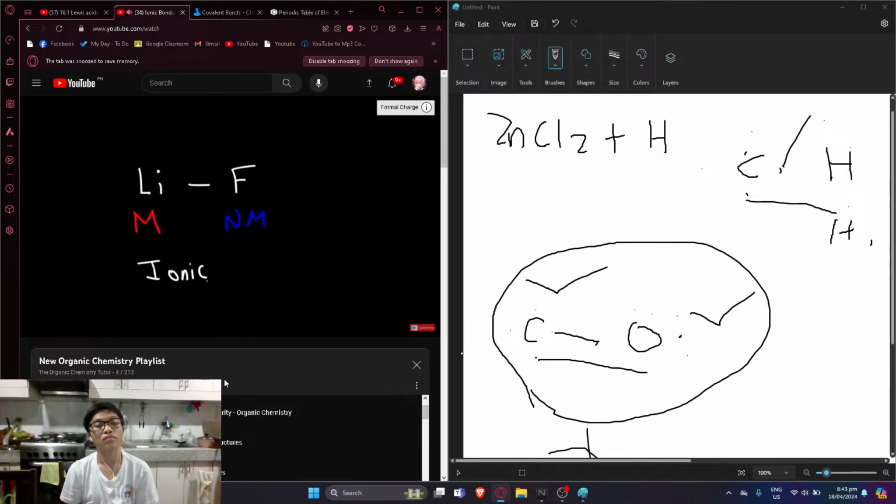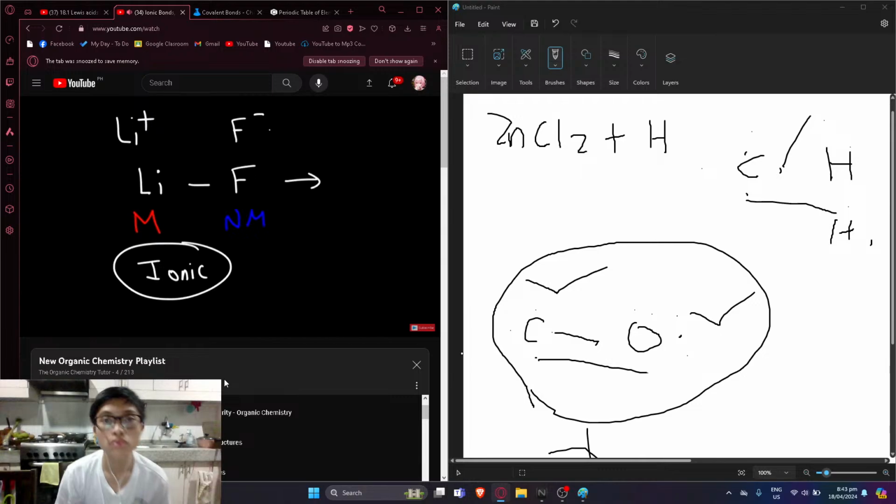The electronegativity difference between lithium and fluorine is huge. But for the most part, if you have a metal and a nonmetal, it's safe to say that you have an ionic interaction. Lithium is a positively charged cation, and fluoride is a negatively charged anion.